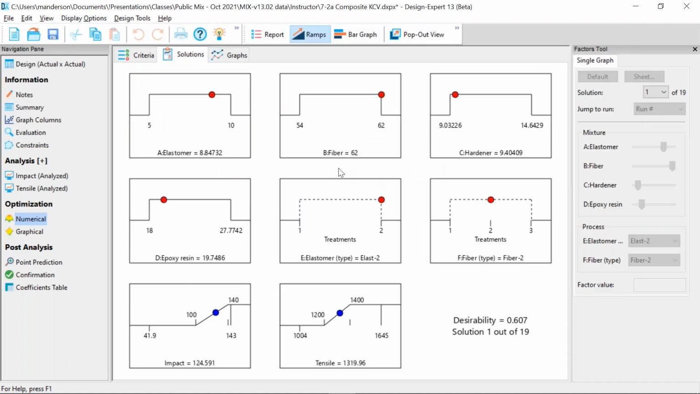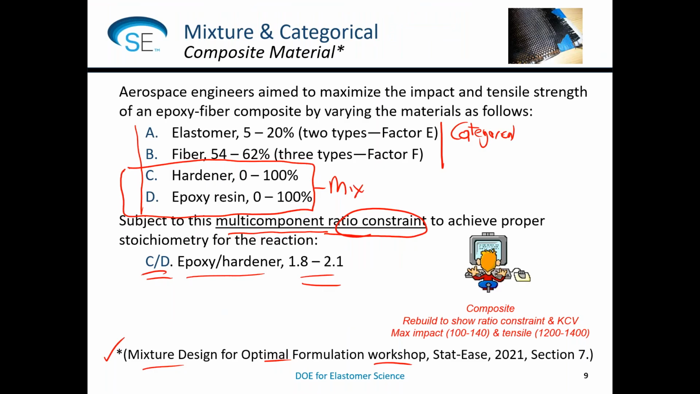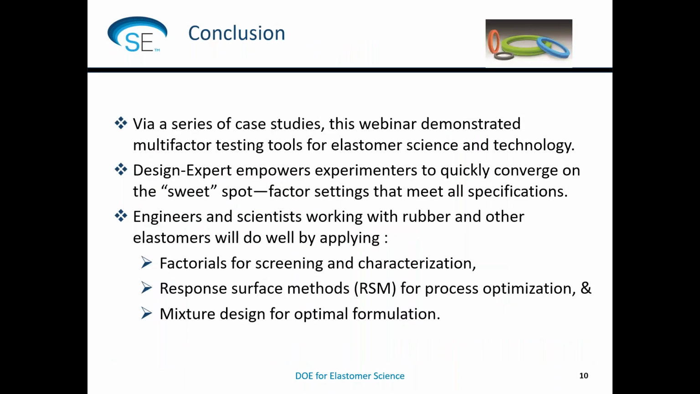So that wasn't exactly what I was expecting from the slide, but it's a similar type of example that combines the aspects of mixture and process. And so that's that. So now I just want to wrap this up to say that hopefully via these different case studies, I demonstrated that multi-factor, multi-component tools are going to be very useful for use in elastomer science and technology.